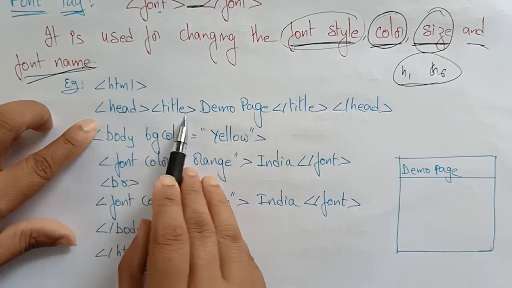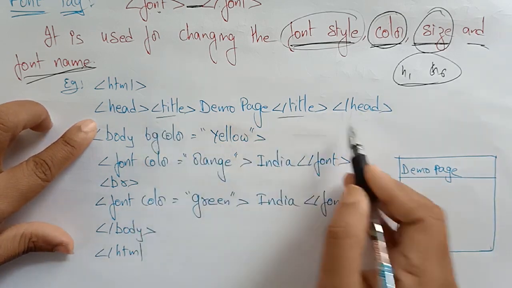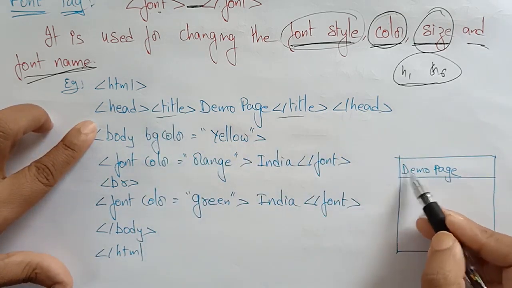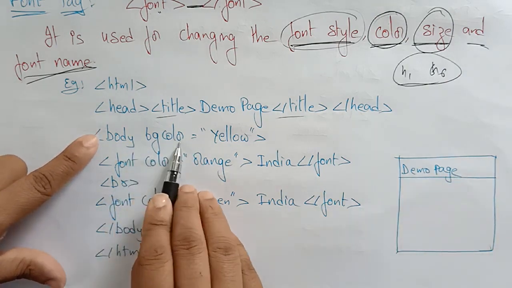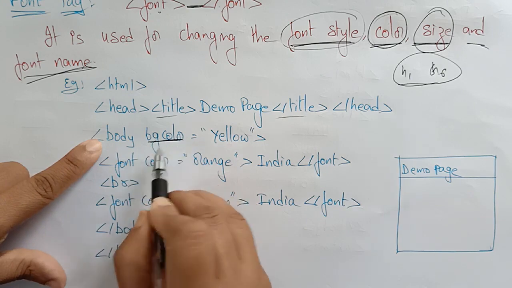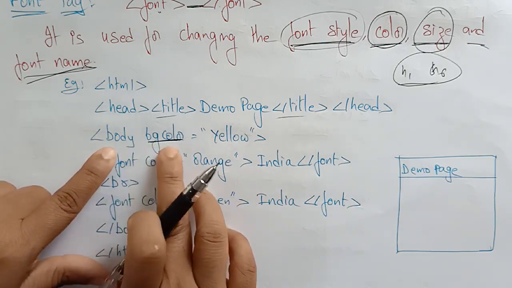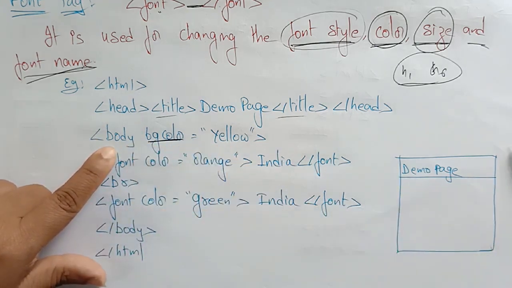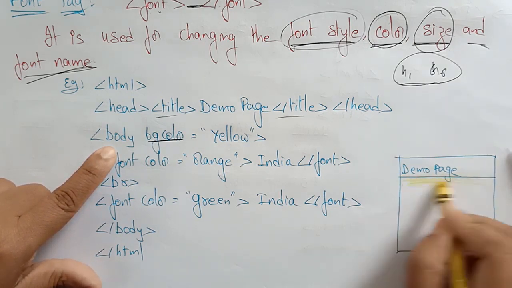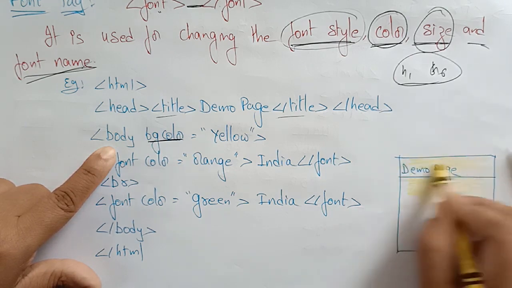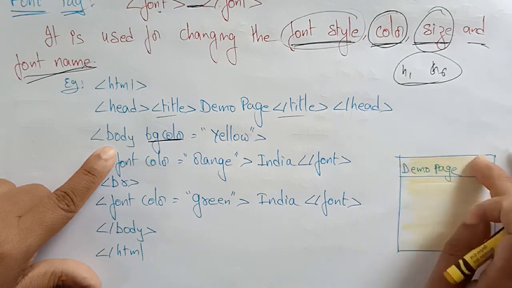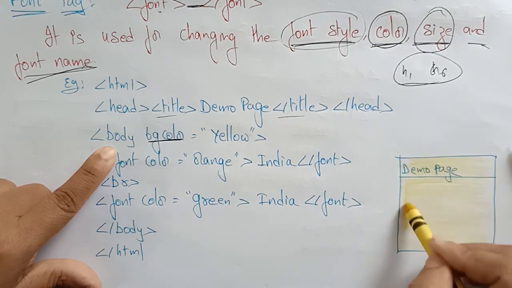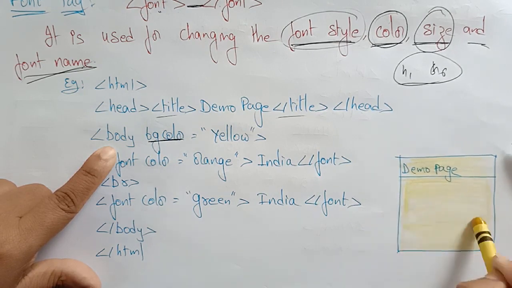HTML, head, title, demo page. Whenever I use the title, the page is divided into two halves, and the title of that page appears at the topmost part. Now the body bgcolor. Whenever you write body bgcolor inside the body, and I have written yellow here, the complete web page is represented in yellow color. The page appears yellow, so avoid the title part; only the body color should appear in yellow.